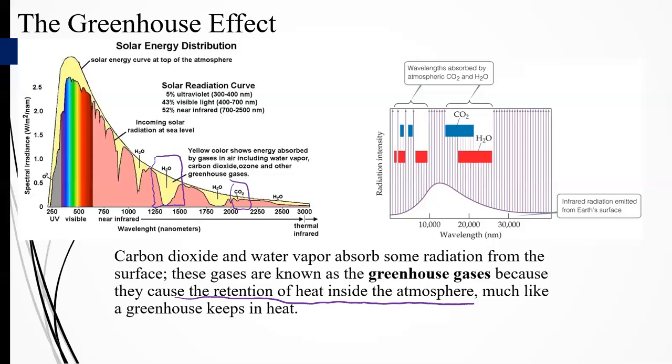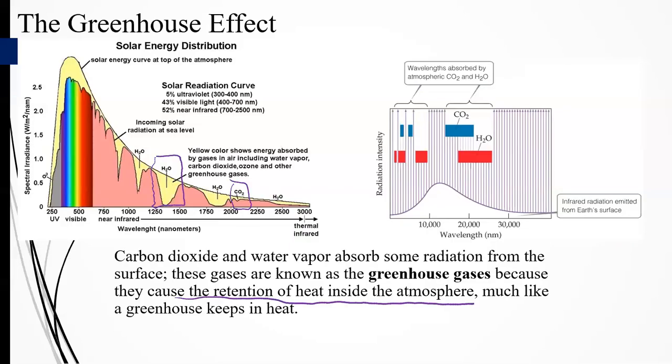And so anything that's yellow is some part of the solar spectrum that's being absorbed by a gas inside of the atmosphere. And that's going to help us trap it inside of our thermal blanket.